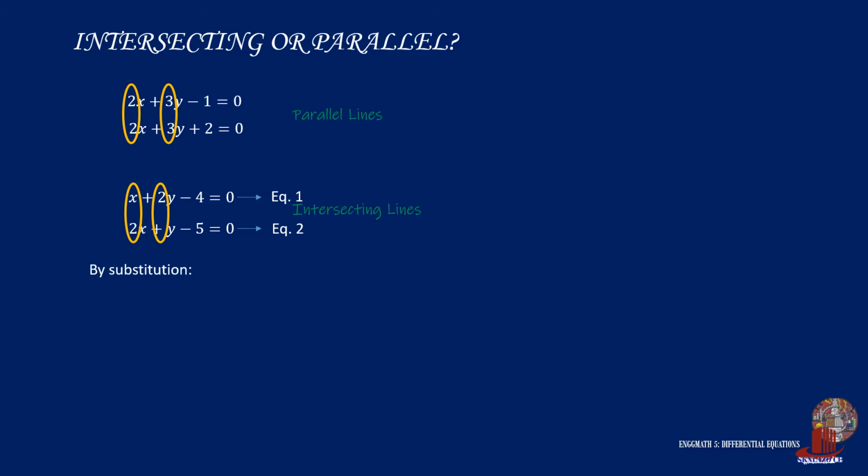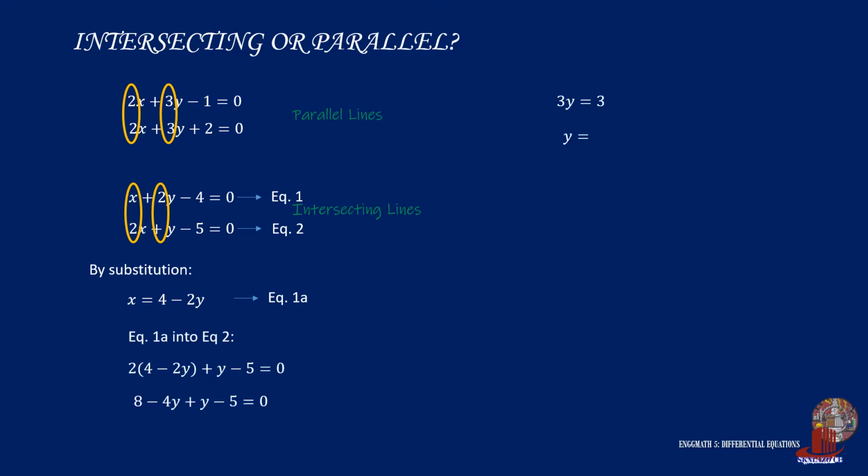Using equation 1, x is taken as 4 minus 2y, and that would be equation 1a. Plug this into the second equation, which can be simplified to give the value of y as positive 1. Use the value of y as 1 back in equation 1a to have x as 2. So the point of intersection is (2, 1), which states that 2 is h and 1 is k. These variables have been introduced in analytical geometry.